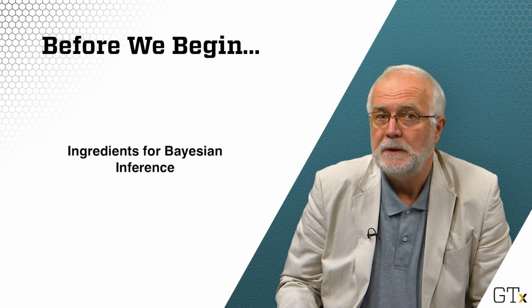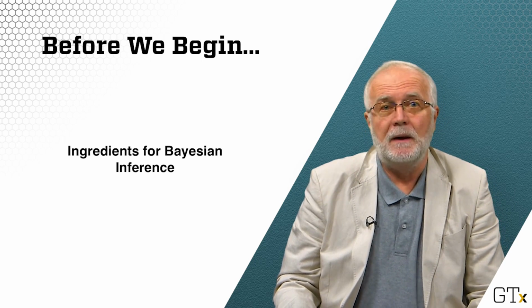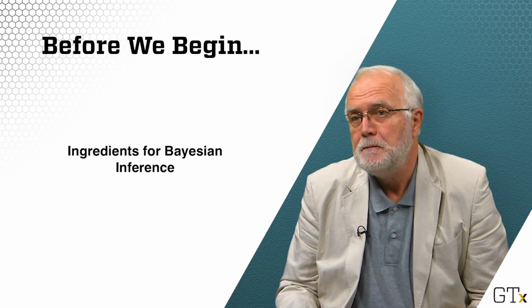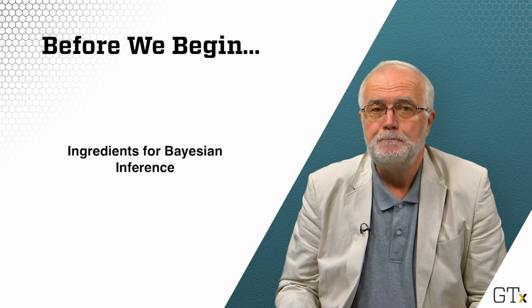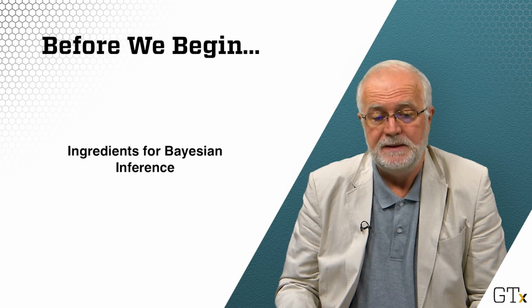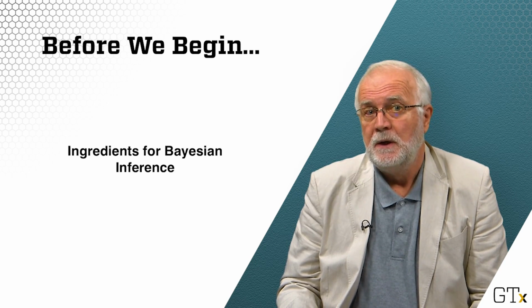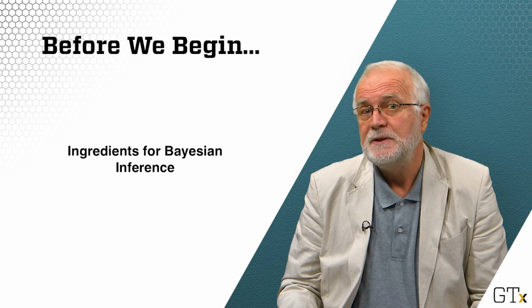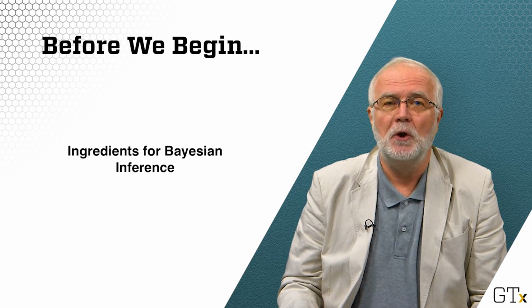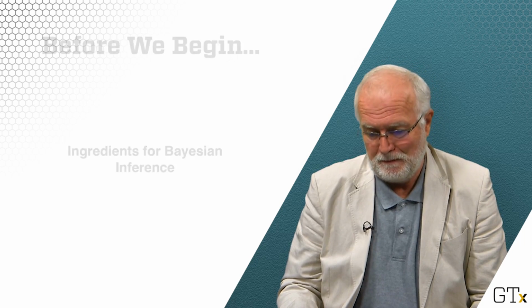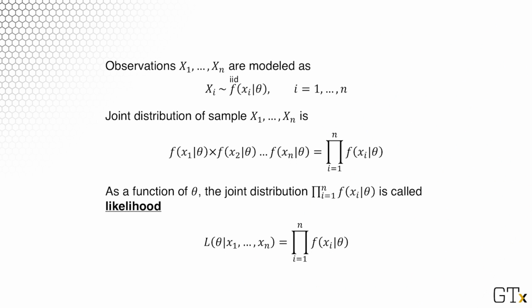We are going to make a parallel between the Bayes theorem for events and the Bayes theorem for the distribution functions, the real Bayes theorem. Bayes theorem for events we call Bayes rule, and here we talk about Bayes theorem. So what are the ingredients? We are going to start with the model.